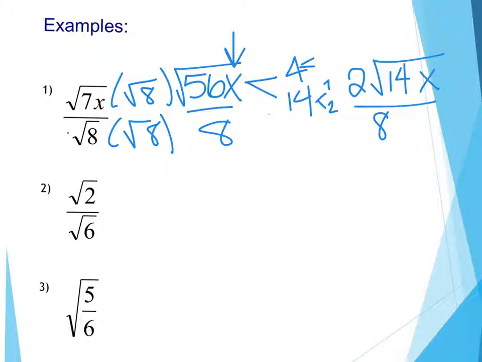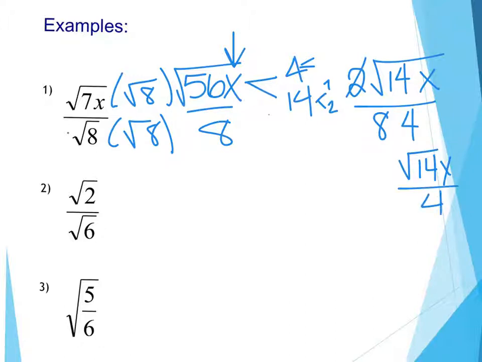And the last step that we need to do is to reduce the 2 over 8. So that would make that go away. And 2 goes into 8 4 times. So the answer would be radical 14x over 4.